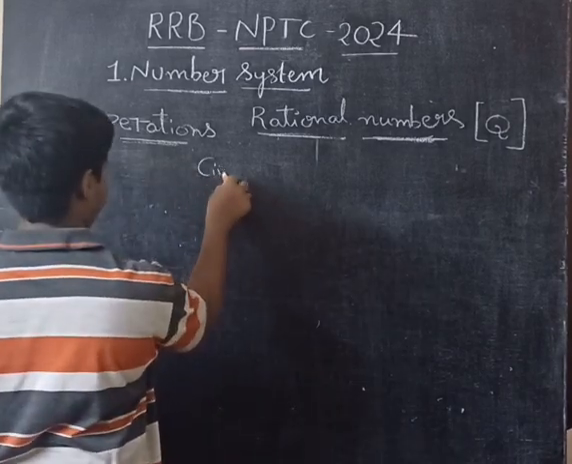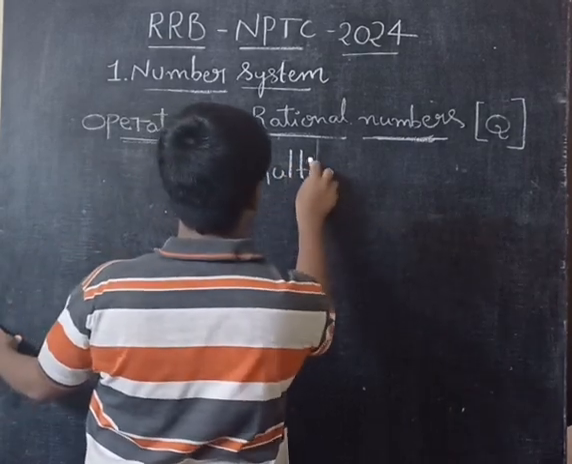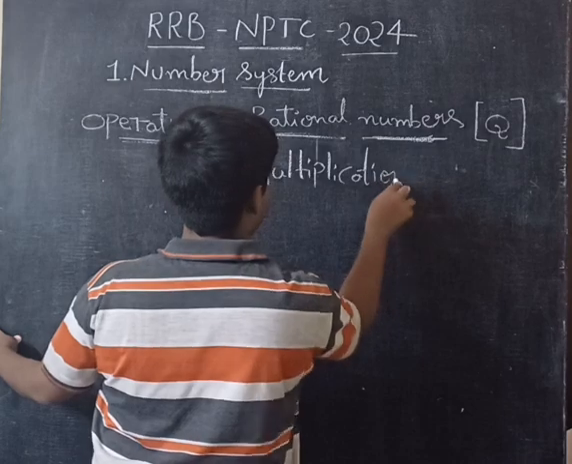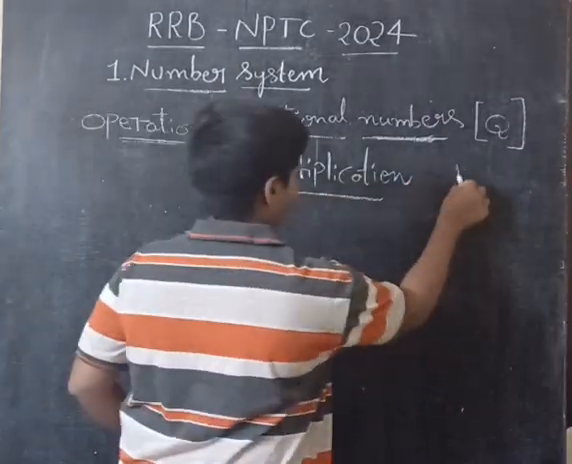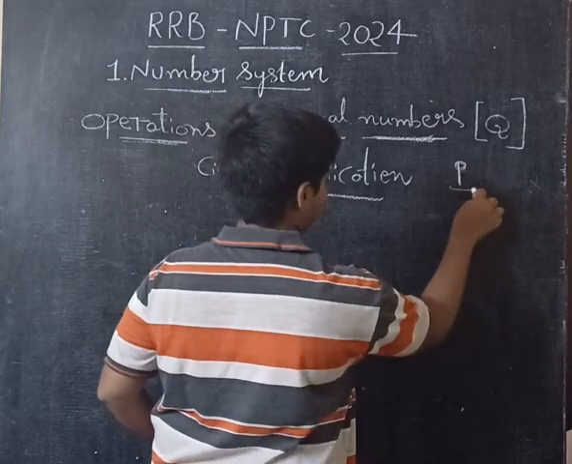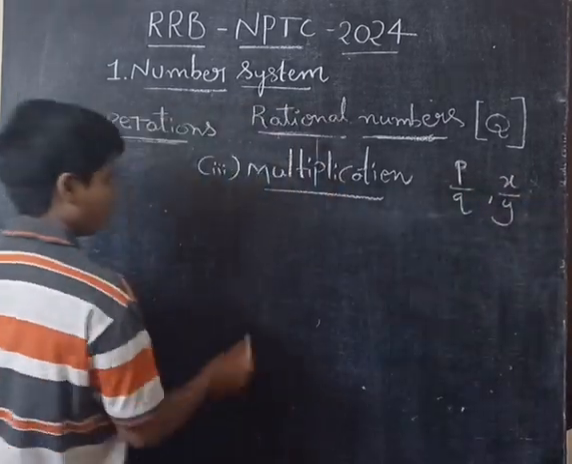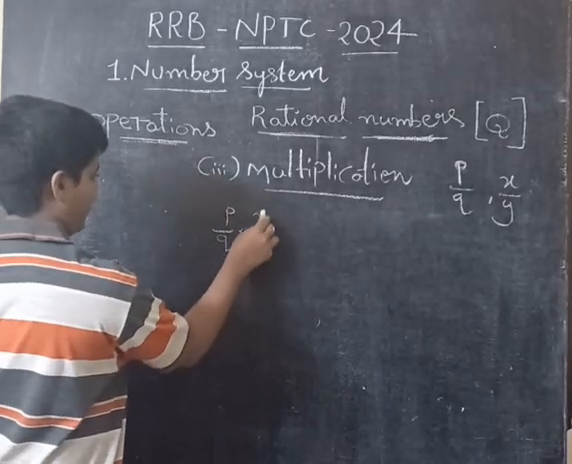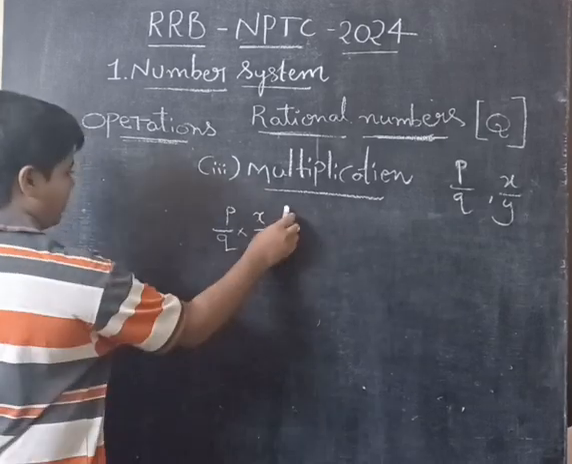The third one is multiplication. If I take two rational numbers p by q and x by y, the multiplication is nothing but p by q into x by y. So this is the multiplication.